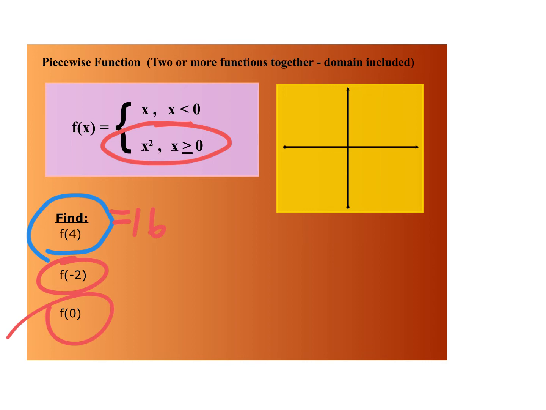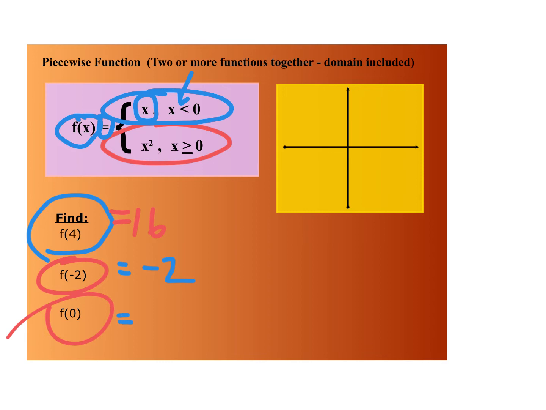No, they already picked on Diego. Matthew, f of negative 2, what'd you get? Which one did you put it in? Why? Because the x is less than 0, that one applied, and you get f of x is y equals negative 2. All right. How about f of 0, Jaden?